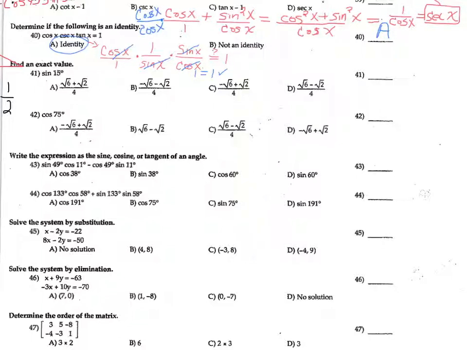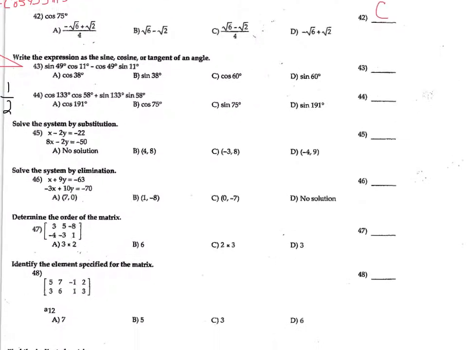Okay, so number 42, the answer is C. It's also square root of 6 minus the square root of 2 divided by 4. And we do the same thing on that one. You can just try it the same way we did number 41. Let's move on to number 43.